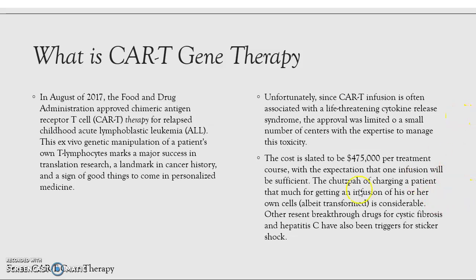Since it is very, very expensive, other breakthrough drugs, for example for cystic fibrosis, could be triggers for sticker shock. Or what you could do is infuse your own cells into the body and make them a little bit healthier. But sticker shock is basically a higher, increased price.